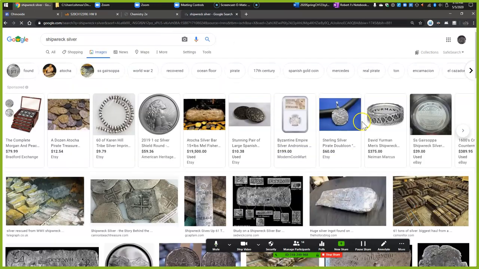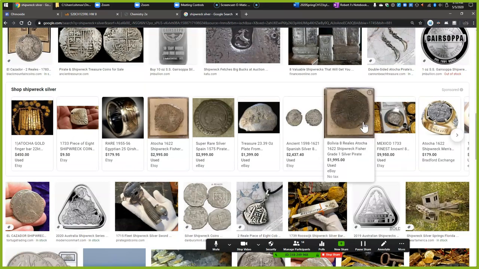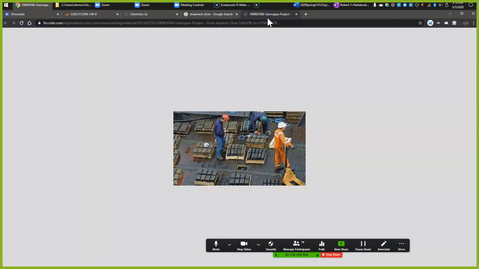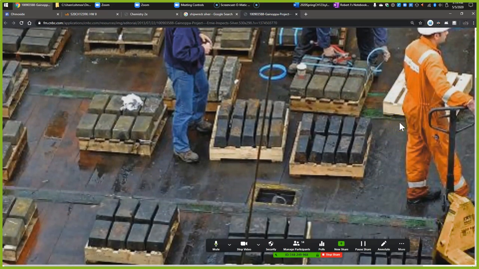Let's see if I can find a picture of it. There used to be television shows that would show guys going to the Bermuda area, the Caribbean, looking for sunken Spanish galleons. When they pull the gold out of the ship, it looks exactly like brand new fresh gold, because gold doesn't rust in seawater. But this is what the silver looks like.